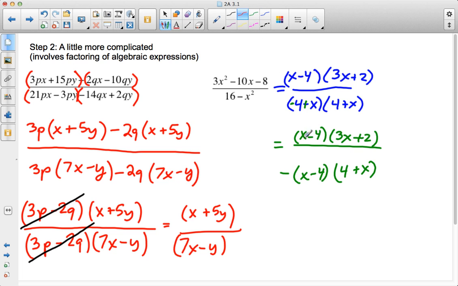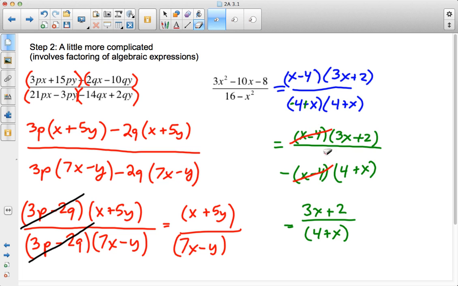Now what I see is that I can cancel out this x minus 4 and this x minus 4, and what's left is my answer of 3x plus 2 over 4 plus x. I guess you don't really need those parentheses if you're not really multiplying by anything else, so we can just go ahead and leave those where they are.